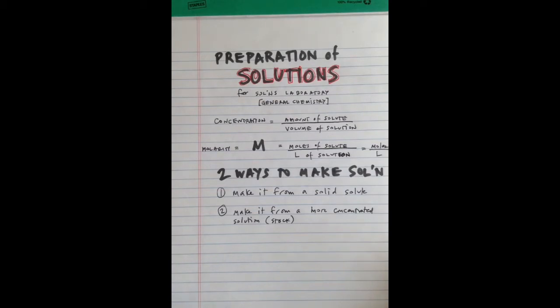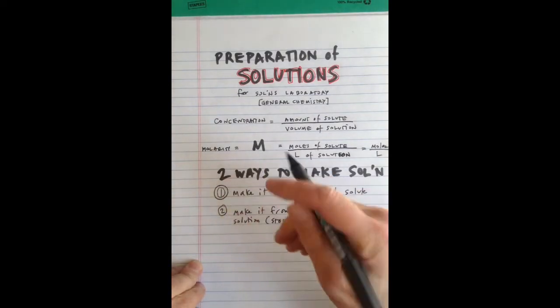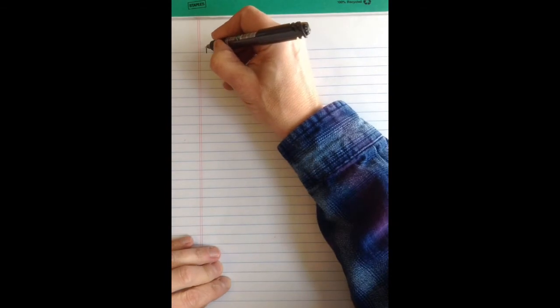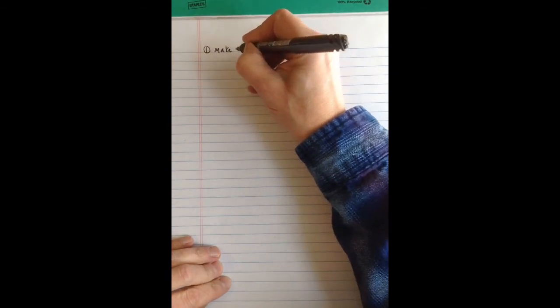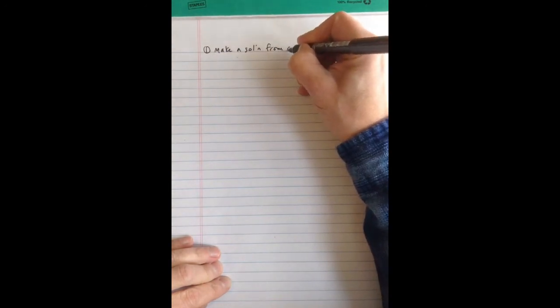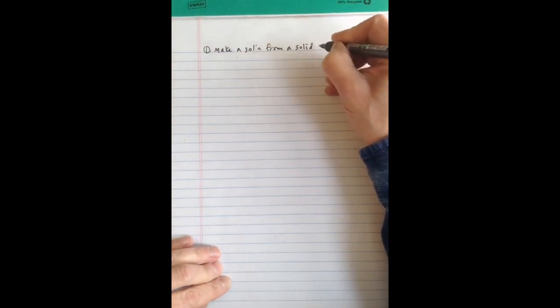I thought I would go through some sample calculations for you, because in your pre-lab you'll have to actually do some calculations for the lab. So let's go through some samples, and I'll do the first one first. Let's say that you have to make a solution from a solid solute. Let me give you an example problem, number one: make a solution from a solid solute.